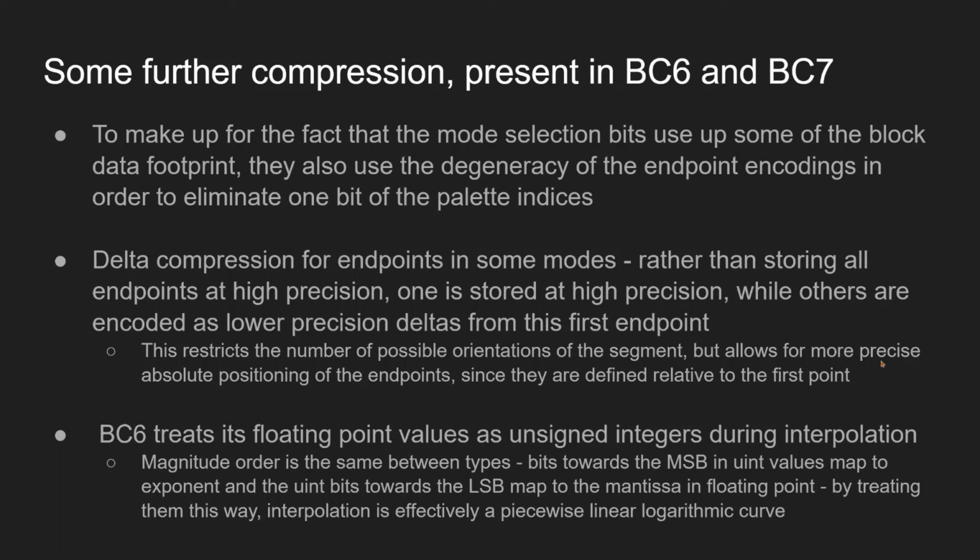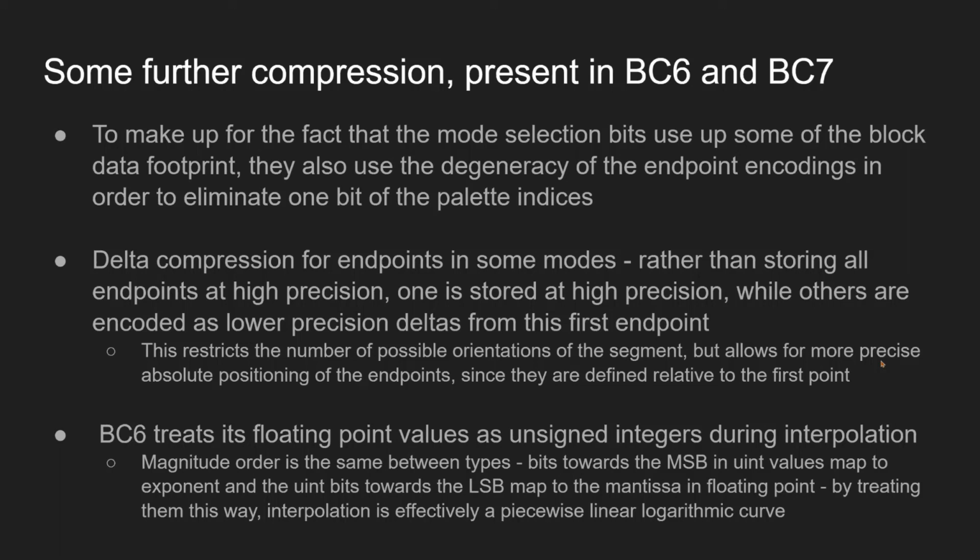BC6 treats floating point values, yeah, so this is kind of interesting too. When it does the interpolation, it treats the floating point values as unsigned integers. So it makes use of the fact that unsigned integers and floating point use the same magnitude order. So the bits towards the beginning, the most significant bit, map to the higher bits in the exponent, and then the lower bits map to the mantissa.